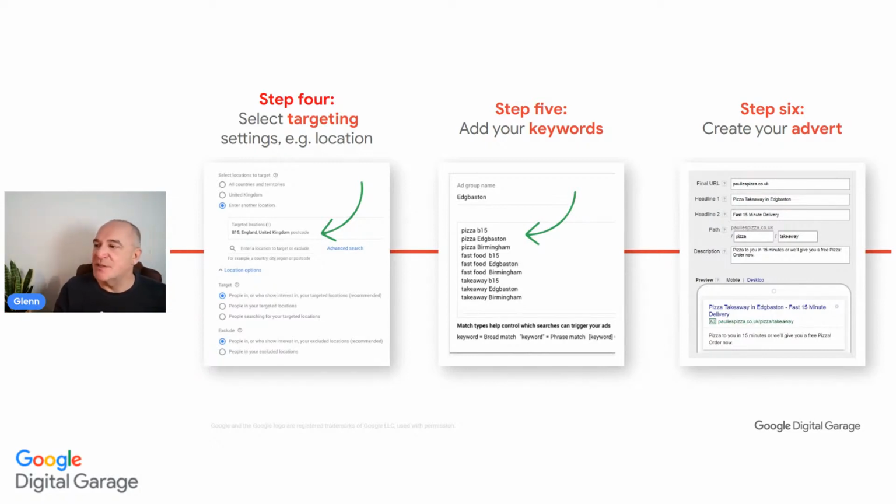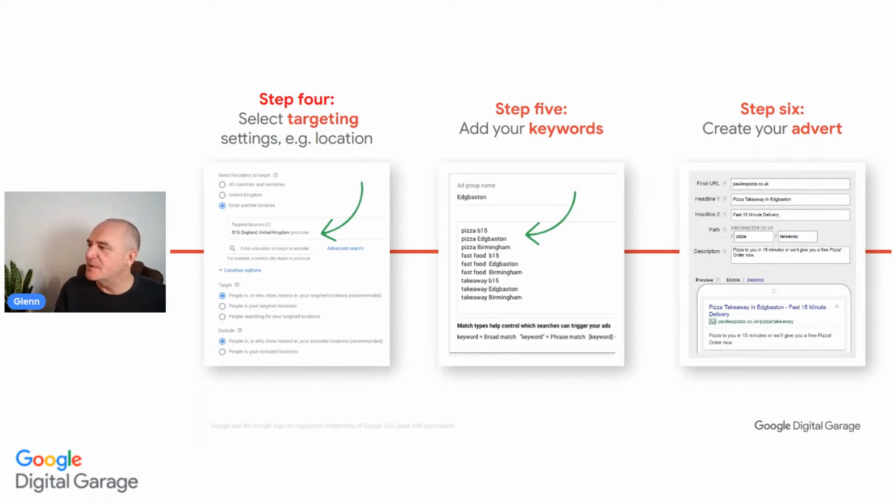Then you add your keywords. So we saw the combinations of the keywords that we designed earlier on, your pizza B15, your pizza Edgbaston, etc., etc. And you can copy and paste all of those keywords in and create as many as you feel your customers are using. Then you're going to create your advert. And again, you have that nice systematic approach, different fields. So the final URL is going to be pauliespizza.co.uk. The headline is Pizza Takeaway in Edgbaston, and you can see the preview at the bottom as you're creating the advert. You can see what it's going to look like. So that's really, really helpful too.